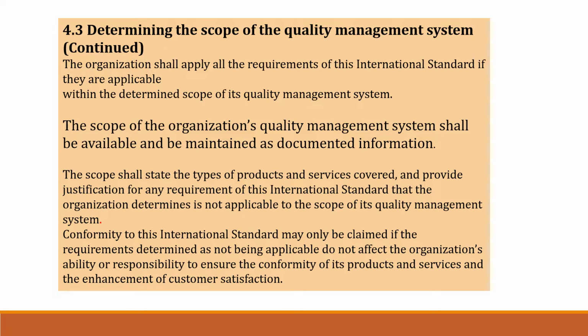It also says that you have to maintain this as documented information. You have to put it in writing. The scope shall state the types of products and services covered. That's basically what business you're in, and provide justification if you think that some of the clauses of the standard aren't applicable to you. And this is the kind of thing that happens occasionally. I have a couple of clients that actually don't have any measuring devices, and so what they'll do is exclude the measuring devices as requirements.